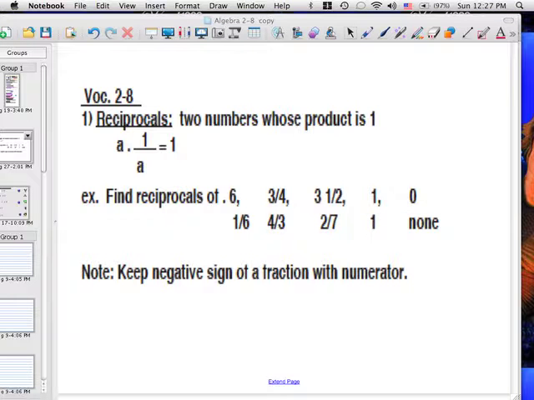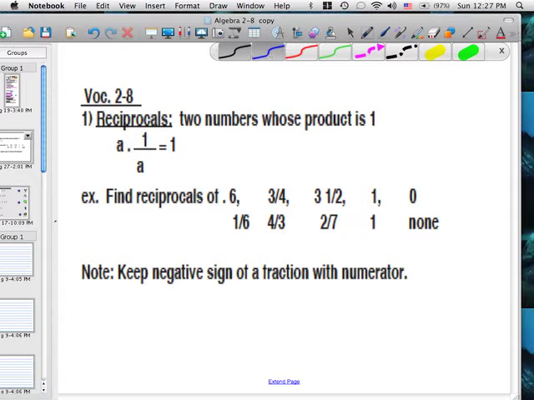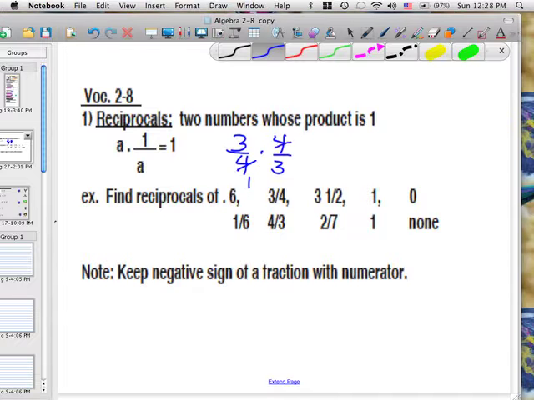We are on Chapter 2, Section 8, which is on reciprocals. Reciprocals are two numbers whose product is 1. So, for example, if I had 3/4, its reciprocal is 4/3, because when I multiply them together and cancel, I get 1.